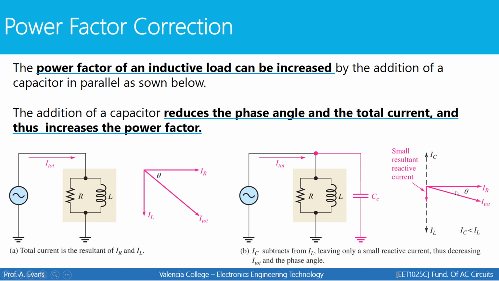So when you add a capacitor, it reduces the phase angle and the total current, and that will increase your power factor. So oftentimes if you are in a design realm and you are building a circuit and realize that the power factor needs to be increased, power factor correction is what we call this, and this is one method of power factor correction where you can add a capacitor in parallel to your circuit in order to reduce the phase angle of the total current, therefore increasing your power factor.